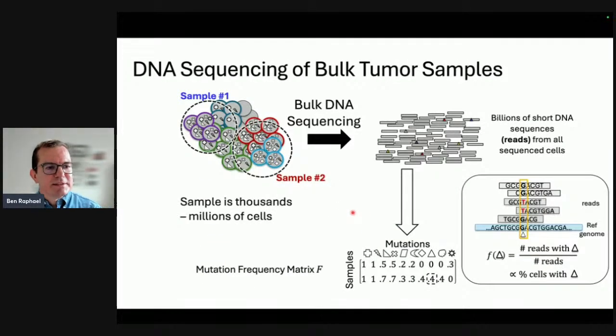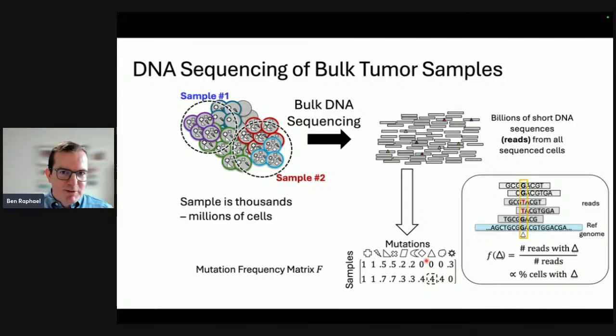So if we take a sample from a tumor, this sample would be thousands to perhaps millions of cells, and we sequence the DNA in those cells. Then what we'll have are, on a short read sequencer, sort of an Illumina sequencer, billions of short DNA sequencing reads from all the cells that made up our sample. And we won't know which read came from which individual cell. So now we don't have any notion of which mutations are present in which cell. We only have a notion of which mutations we measured in each sample.